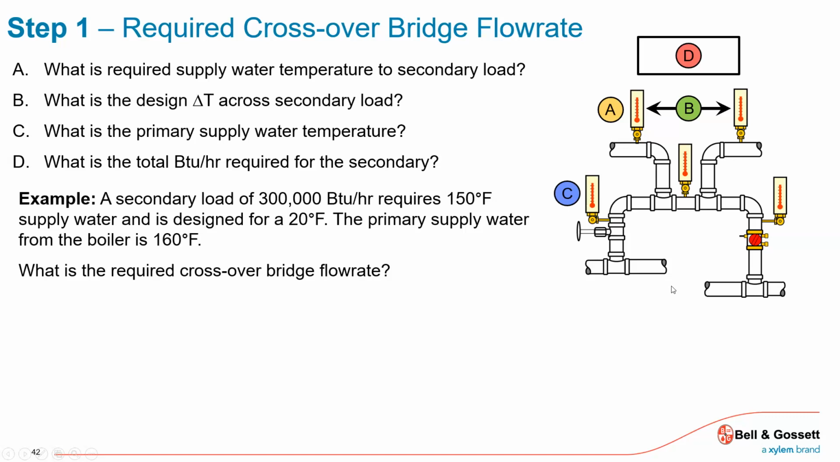That's where the math comes in. That's where that little system sizer from B&G can be a really useful tool, or just use your calculator. But you say, okay, what's the required crossover flow rate?